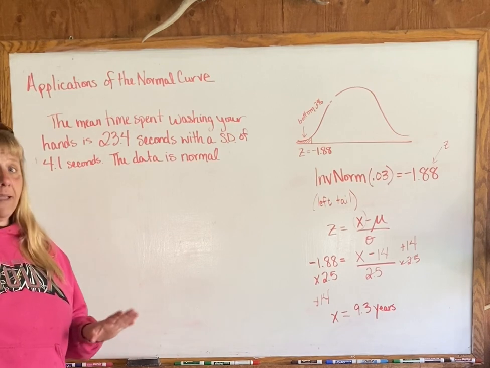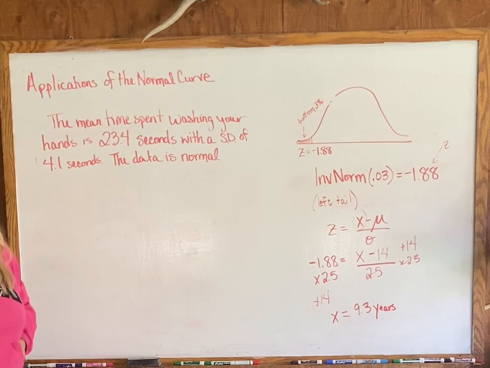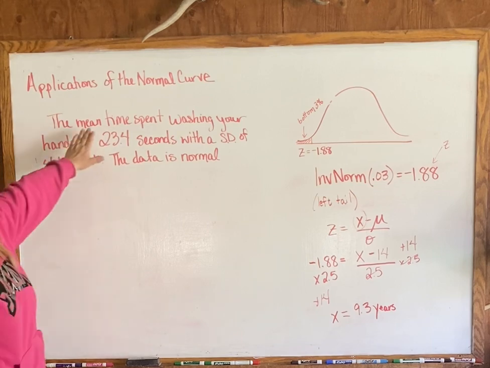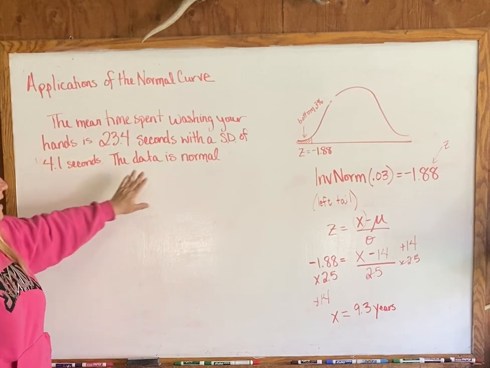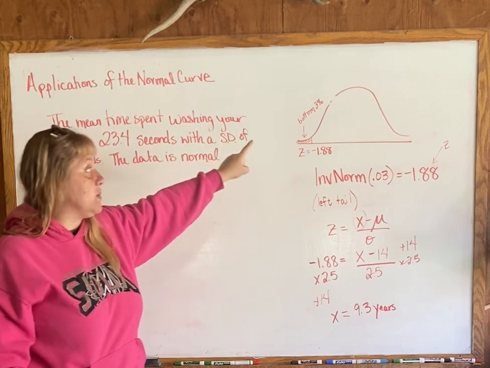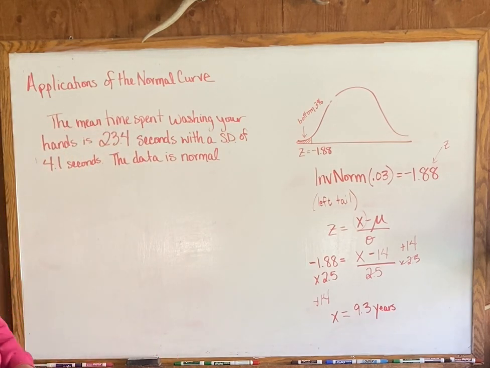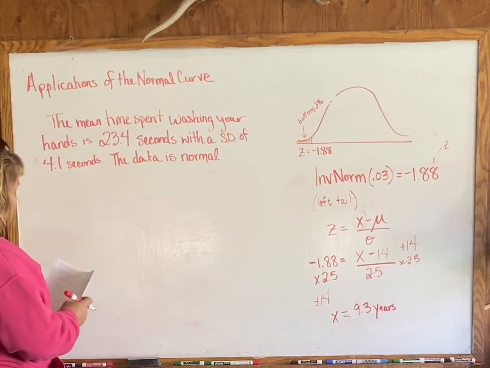So again, like the last one, they tell you what we're studying here. This time we're looking at the time spent washing your hands. They give us a mean and a standard deviation, and then this is very important. When it says normal, it means we can draw that curve. If it doesn't say normal, we cannot do this problem this way. So that normal allows us to continue on. Okay, so let's see what we have this time.